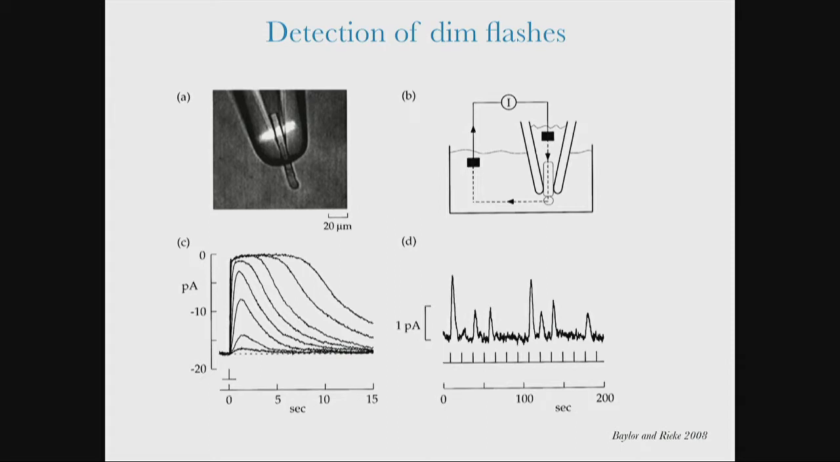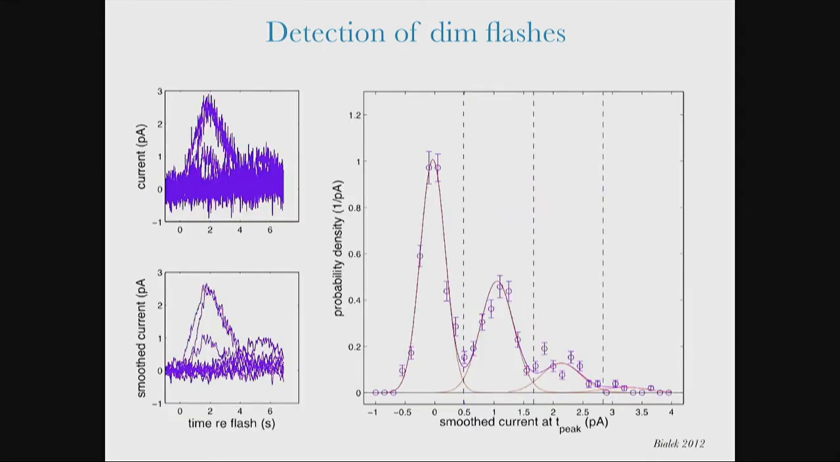Then in the experiment they subject these rods, which are still alive and functioning cells, to very dim flashes of light. In this experiment, each tick corresponds to a very dim flash of light. What you can see is that sometimes you see a response, meaning a small current, and sometimes you don't. And what's really remarkable is what you see if you plot out the distribution of intensities that come out of these cells.